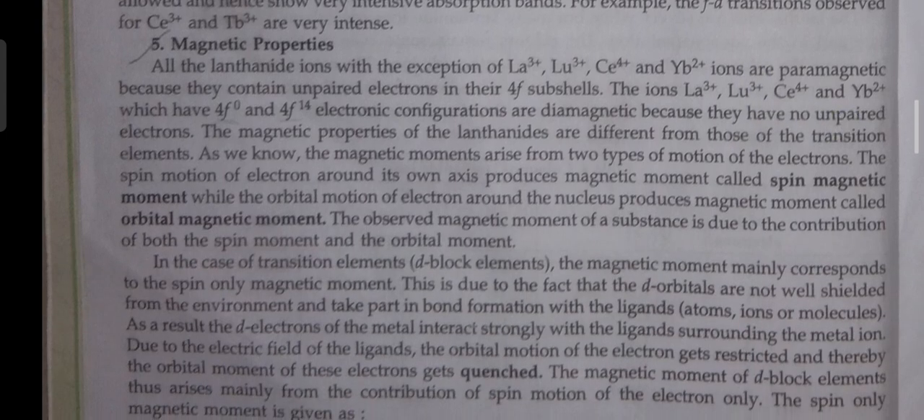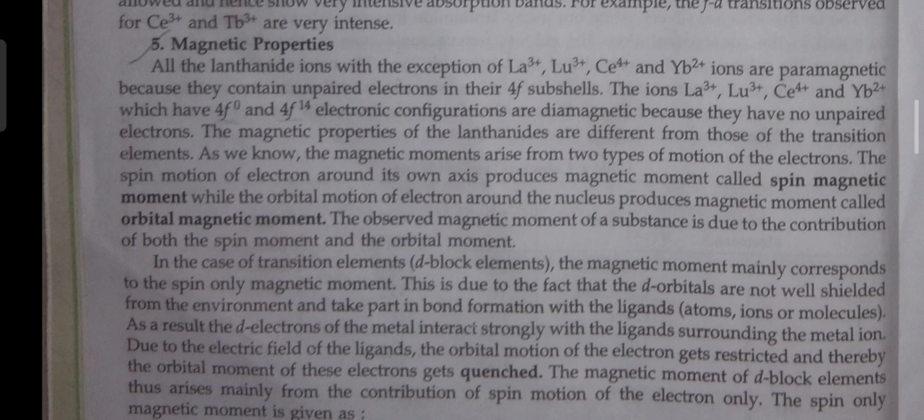Magnetic properties. All the lanthanide ions, with the exception of La3+, Lu3+, Ce4+ and Yb2+ ions, are paramagnetic because they contain unpaired electrons in their 4f subshell. The ions La3+, Lu3+, Ce4+ and Yb2+, which have 4f0 and 4f14 electrons, are diamagnetic because they have no unpaired electrons. The magnetic properties of lanthanides are different from those of transition elements.